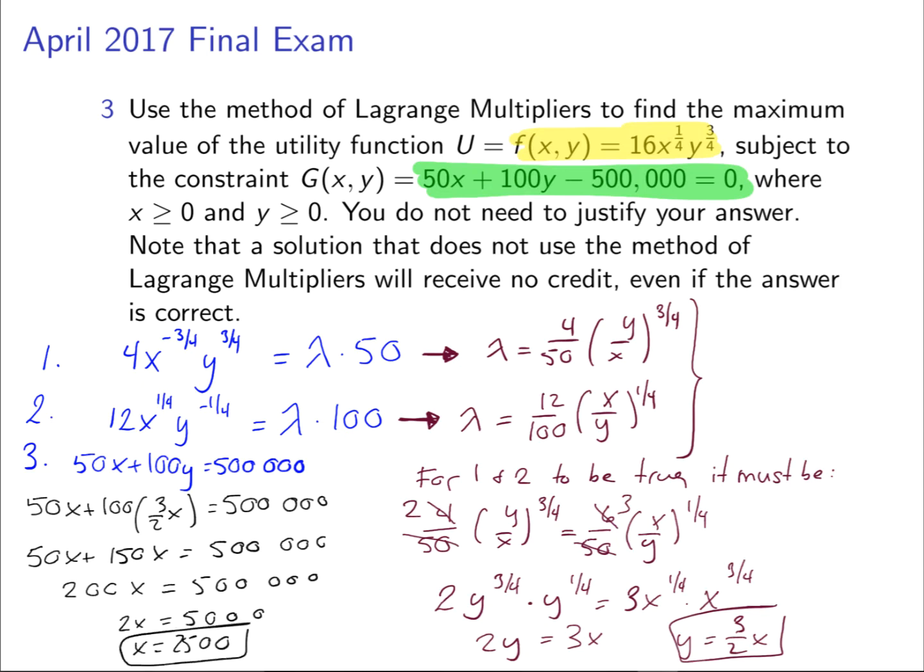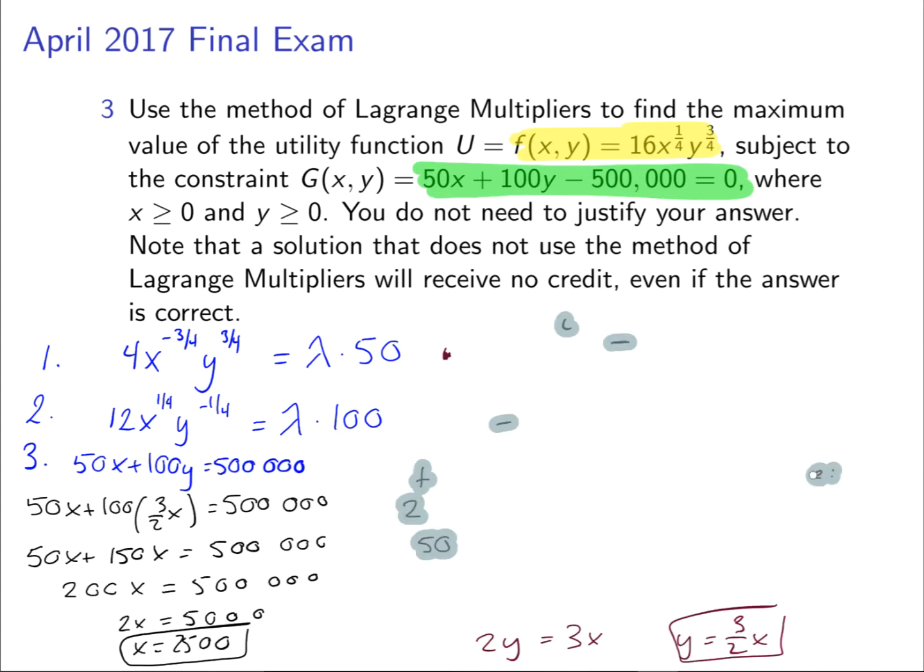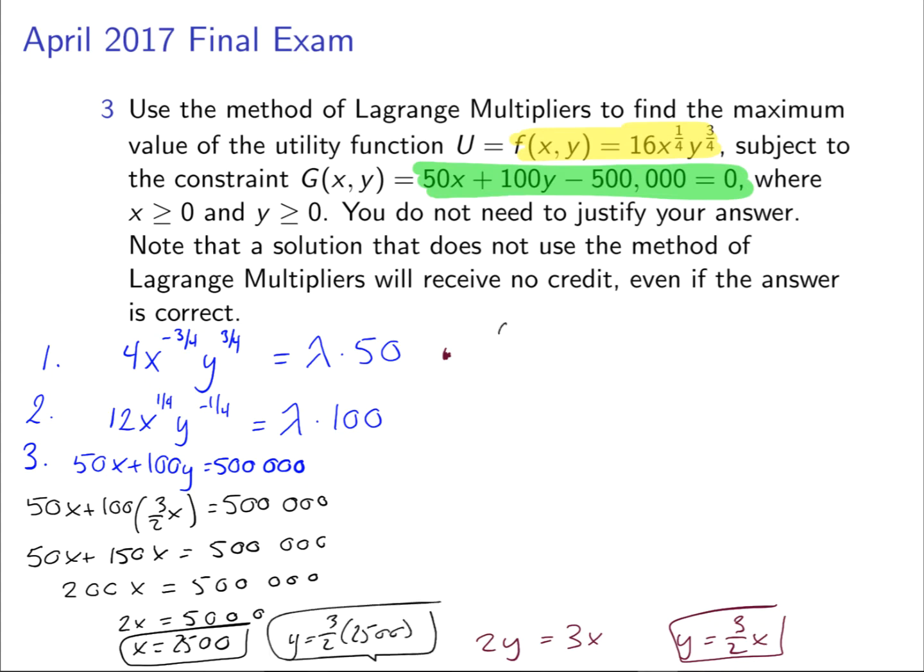By considering the constraint, we find that x needs to be 2,500. We also still know the relationship of x to y. Y has to be 3/2 x. We're asked for the maximum value of the utility function. So we want to find what u is when x is 2,500 and y is 3/2 x.